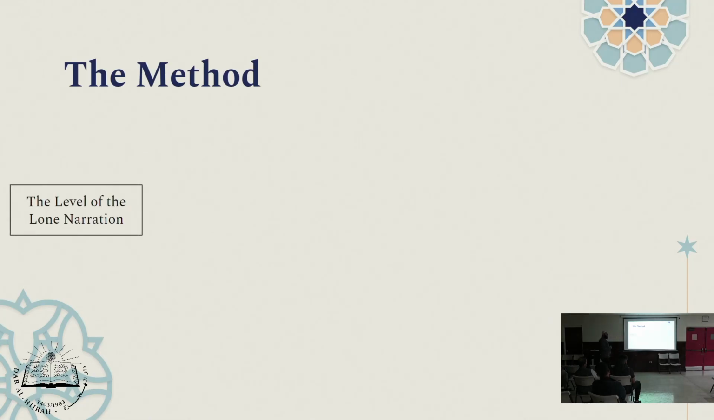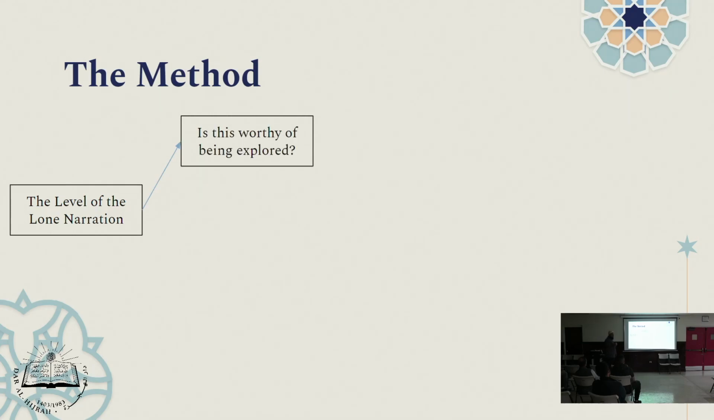First they would look at the level of this lone narration. Is it worthy of being explored? So if I have a hadith that says, like we said, zakat is 3%, and it's a lone report, is it worthy of being explored? No, not at all. Why? Because it's going against the ulūm sharia. It's going against the sharia. So if it's not to be explored, this is what we call a hadith munkar, a hadith that is to be rejected. If it's worthy of being explored, what do you guys think the next step is now?